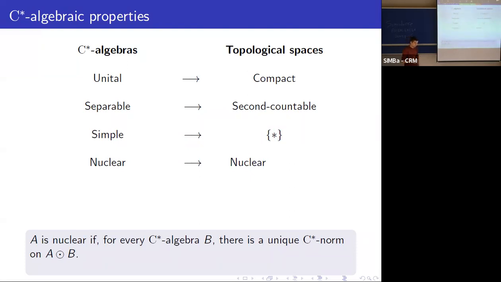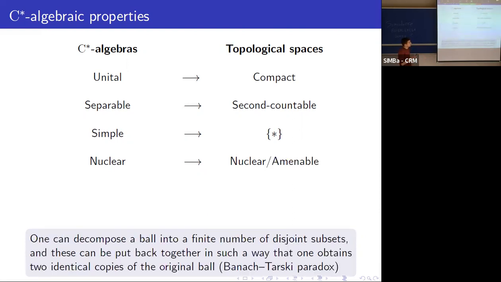Now, this is cheating in some sense, but nuclear for C*-algebras, the term nuclear comes from the term nuclear from topological vector spaces, which is something that Grothendieck introduced. So if you know what nuclear topological vector spaces are, you can sort of get a feel of what a nuclear C*-algebra must be.